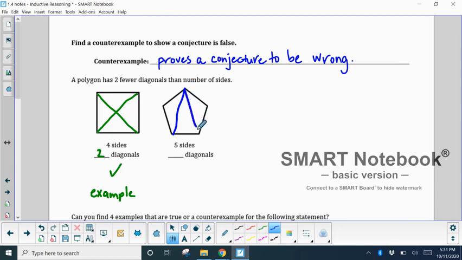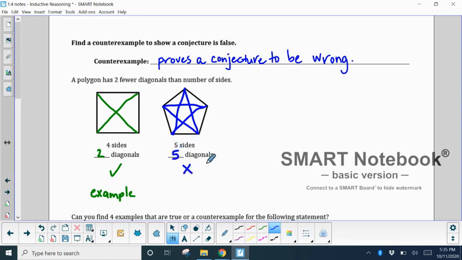So I could go from here to these 2 vertex or vertices because they are not right next to it. But I could also go from this vertex to this vertex. I could go straight across. I could go from this corner to this corner. So I have 1, 2, 3, 4, 5 sides and 5 diagonals.